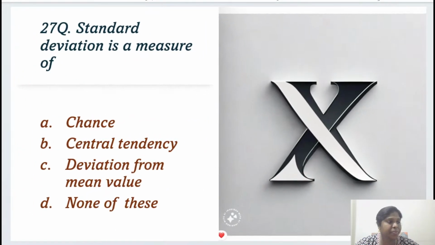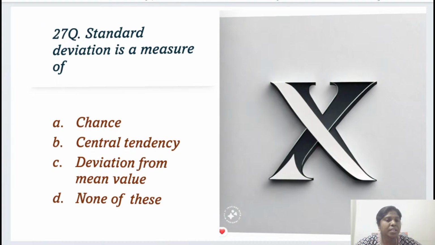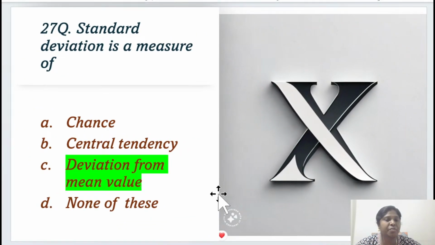Next, 27th question. Standard deviation is a measure of what? Whether it is a measure of chance, central tendency, deviation from mean value, or none of the above. So, this is a measure of deviation from the mean value. When there is a deviation from the mean value, that is called a measure of deviation from the mean value.